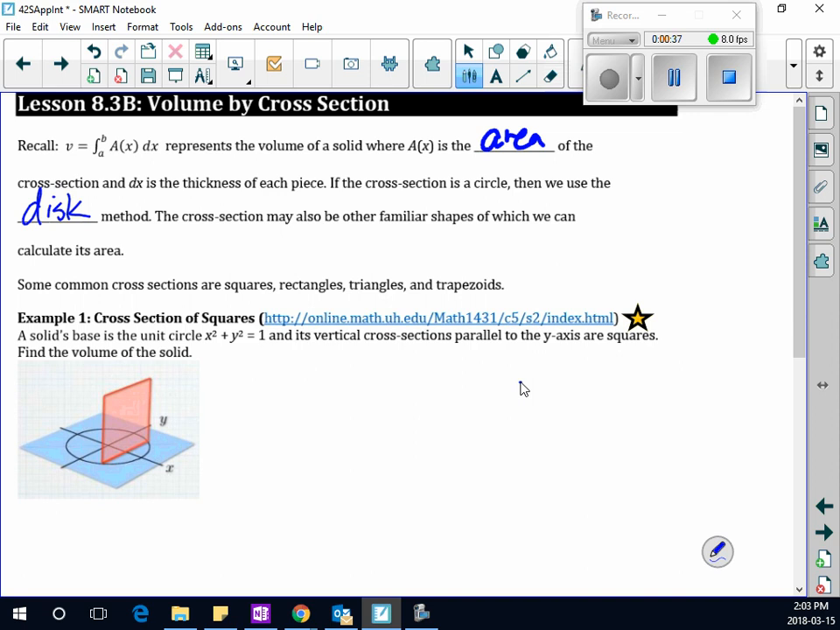So this first one, the cross section is going to be a square. And I had an applet that shows the stacking of these squares. So essentially we have a circle and then a whole bunch of squares are stacked. I don't know if you can picture that.